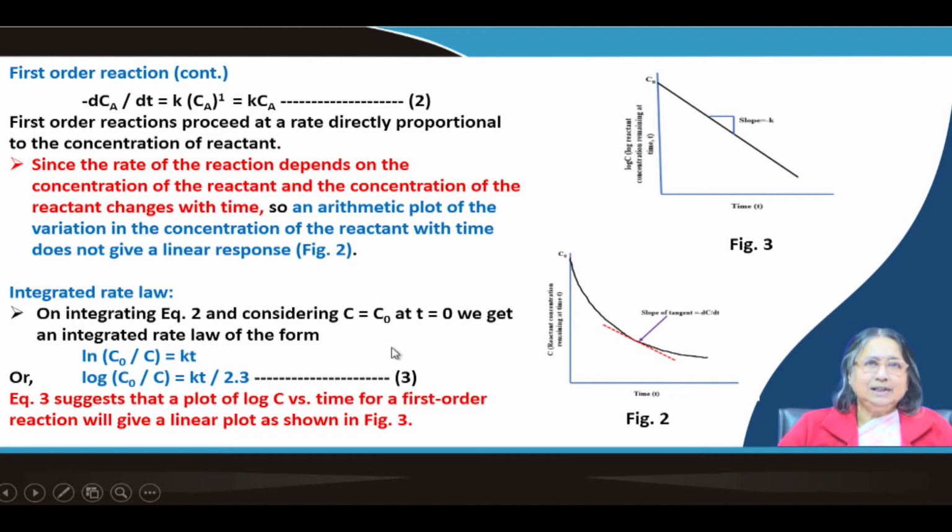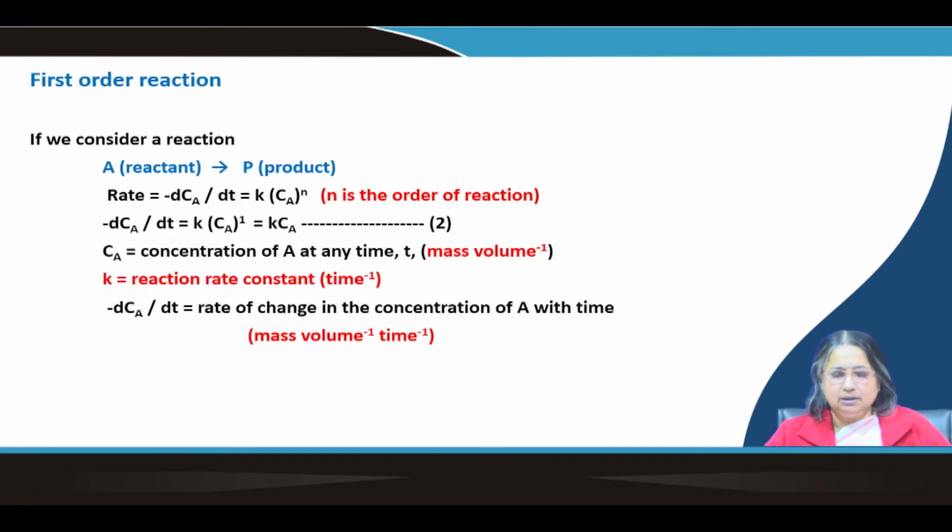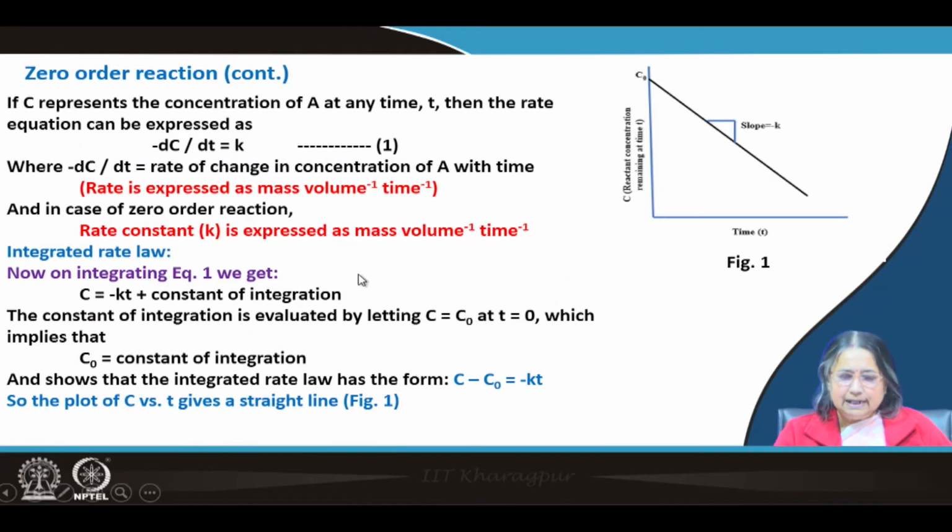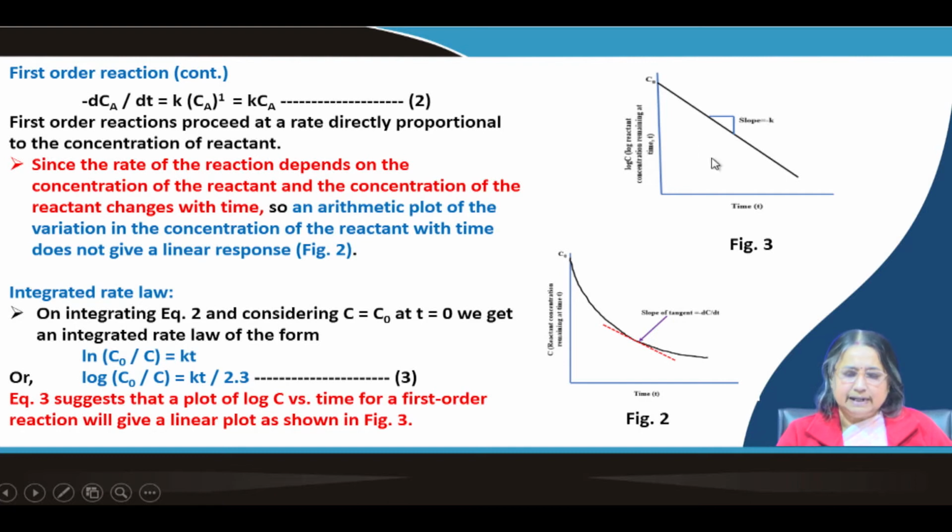Previously we saw that for the zero order reaction, concentration versus time gives a straight line, but in case of a first order reaction you have to plot log or ln of concentration versus time to get a straight line. This is the difference between zero order and first order reactions. Both are the integrated rate laws.